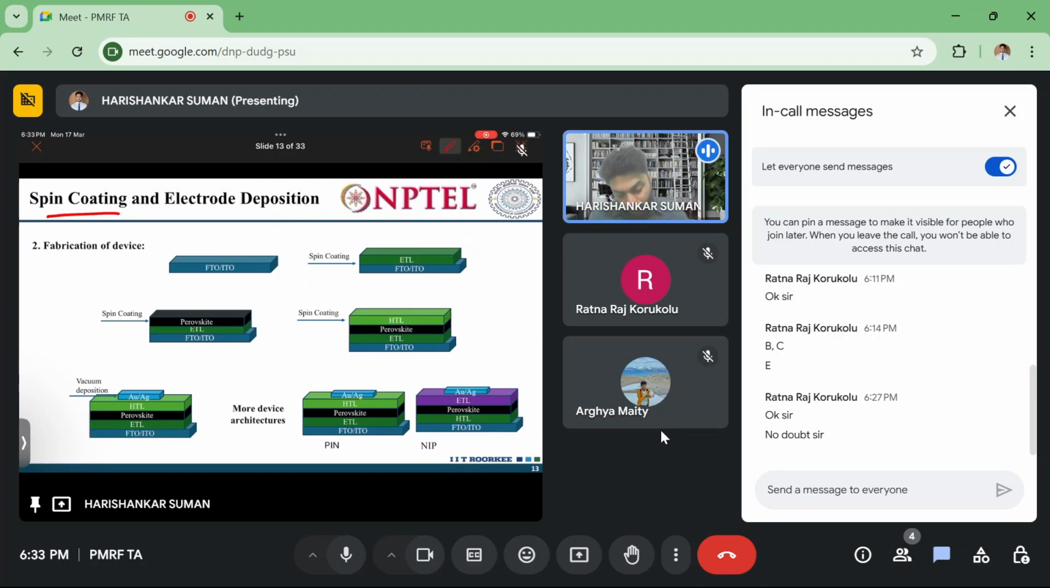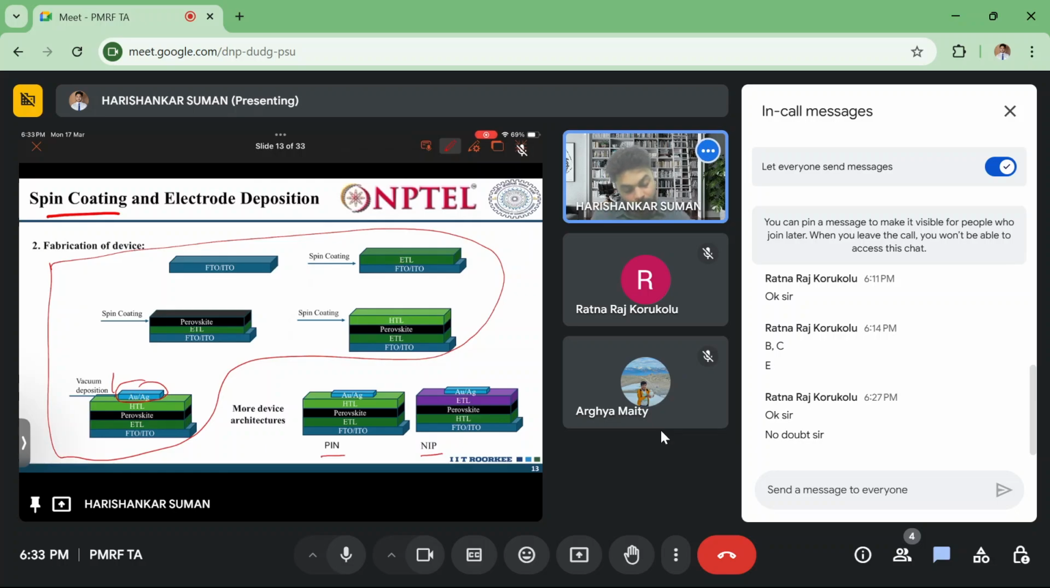Then vacuum deposition, ultra high vacuum deposition of the electrodes. So this is the laboratory process of how we can make the perovskite solar cell. Clear? And perovskite has PIN and NIP structures.